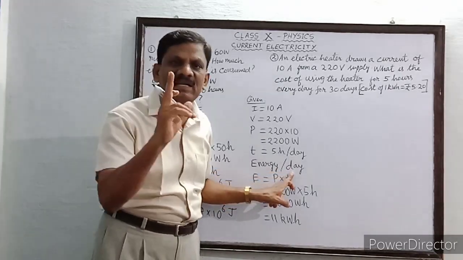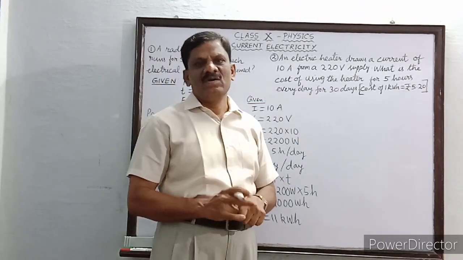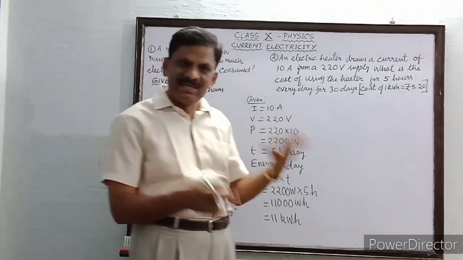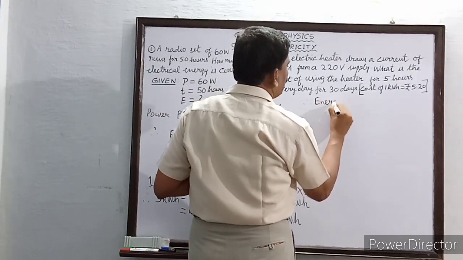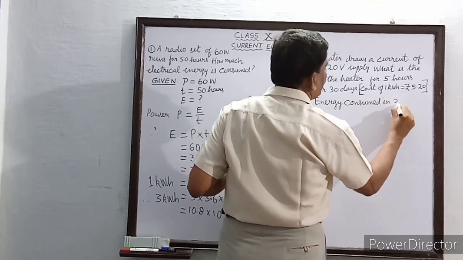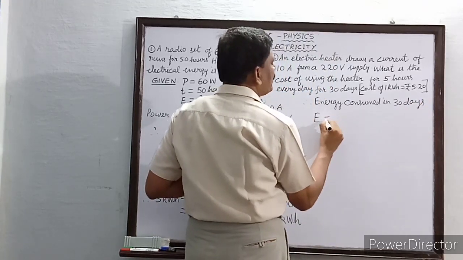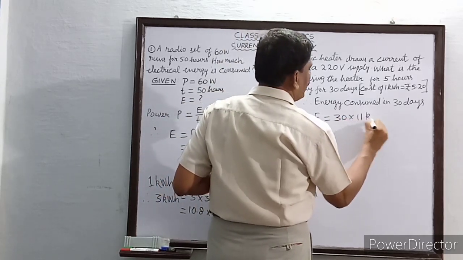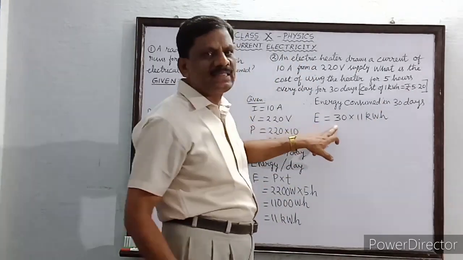Energy consumed per day. Like that, for how many days do we have to calculate? For 30 days. One day the power consumed is 11 units. Therefore for 30 days it is 30 into 11 units. Simple. Therefore, the energy consumed in 30 days is E. We can call it E is equal to 30 days multiplied by 11 kilowatt hour. If you multiply 11 into 3, it is 33.